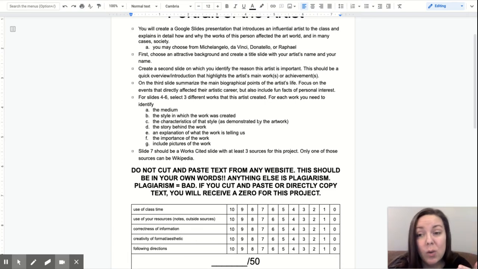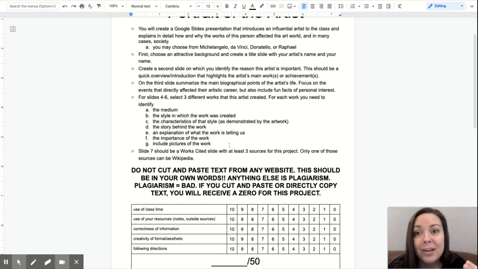The story behind the work. So why was it painted? Who wanted it to be painted? Where was it housed? Like what purpose did creating that work of art serve? An explanation of what the work is telling us. So is it telling us about the story of David and Goliath? Is it telling us about Jesus? Is it telling us about whatever it is that it's telling us about?